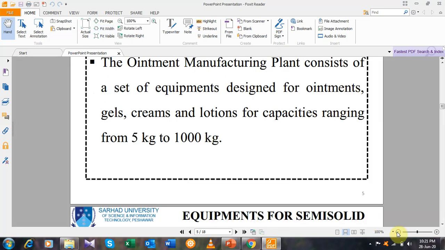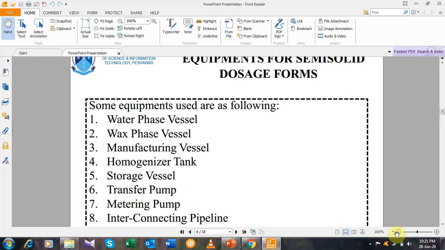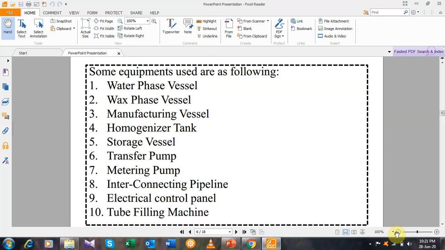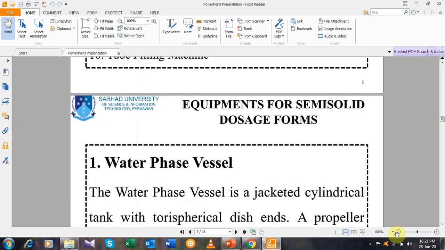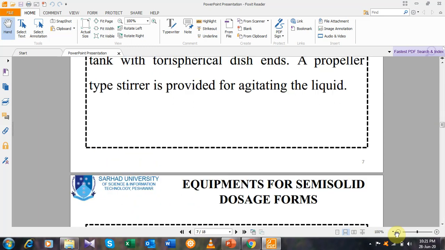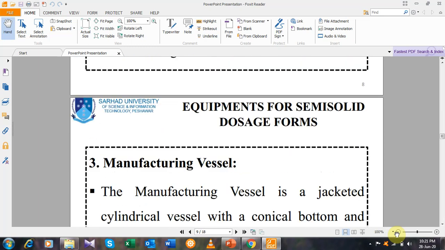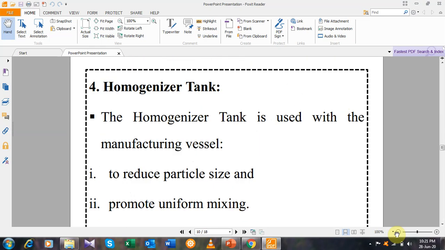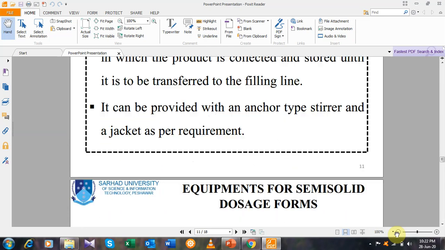That was the first part of lecture 9th, in which we have also studied the equipment used for the semi-solid dosage form: the water phase vessel, the wax phase vessel, the manufacturing vessel, homogenizer tank, and the different other parts, that is connecting pipeline, electrical control panel, the tube filling machine as well. And we have also discussed thoroughly the most prominent parts of the manufacturing plant used for the ointments.